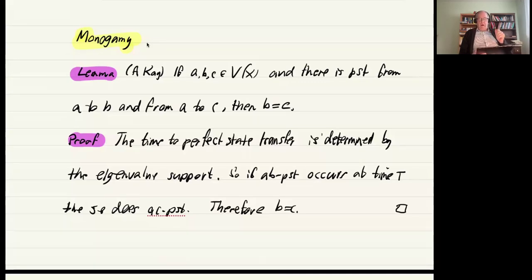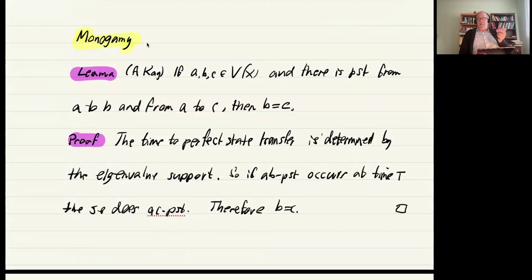Okay, so the issue is if I have PST from A to B and PST from A to C, then the time it takes to get from A to B must be the same as the time you get from B to C. And now lots of things can happen in quantum mechanics you don't expect, but you can't get transferred to two different states at the same time.